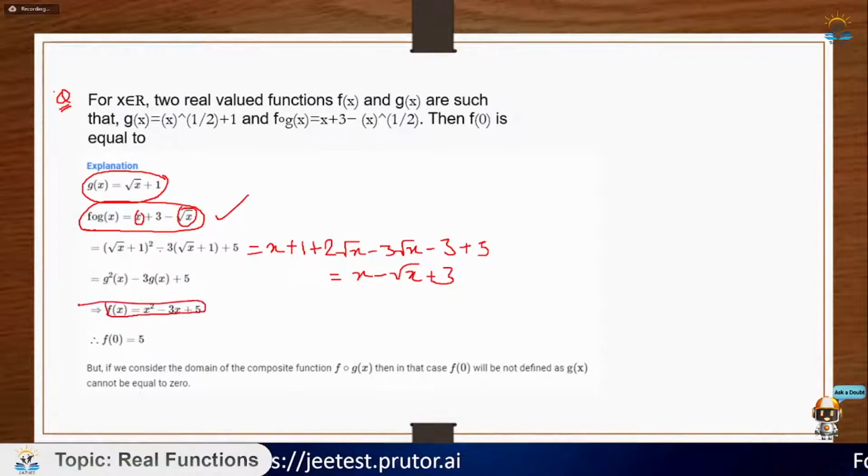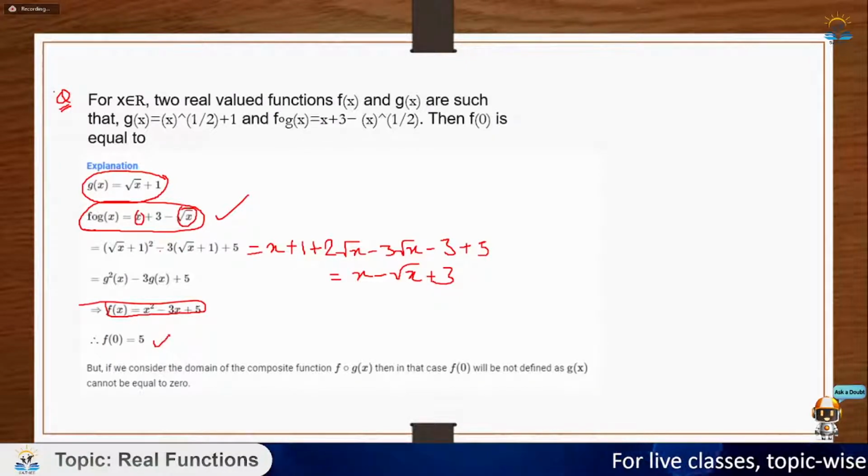Okay, and then what is asked to you, f of 0 is asked to you, so put 0 here, you will get 0 minus 0 plus 5. So f of 0 is equal to 5. This is your final answer.